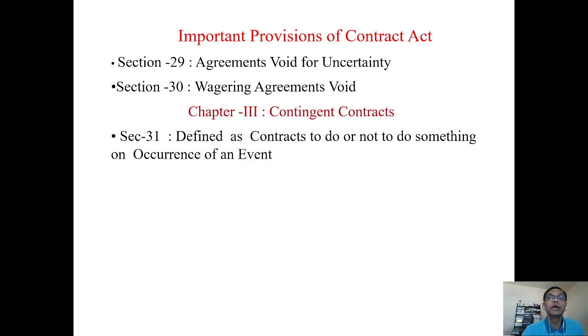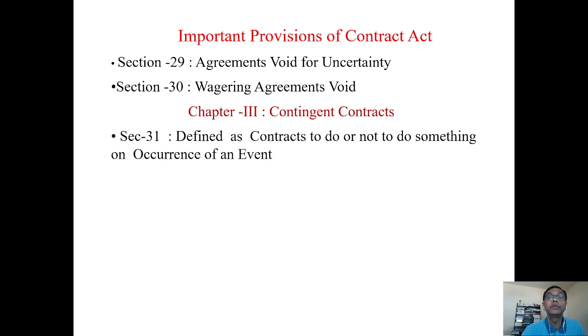Agreements are void, section 29, for uncertainty. Suppose without any certainty I made an agreement. Say we both entered into agreement for supply of 100 kgs of oil. Is it perfect? No. There are many types of oils available in the market. Is it a groundnut oil? Is it a peanut oil? Or is it a sunflower oil? Nothing is specified. So there is uncertainty. Such uncertain agreements are void agreements.